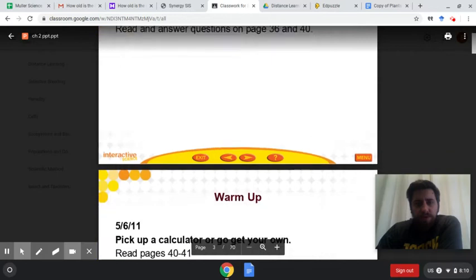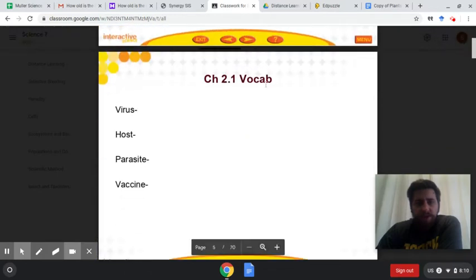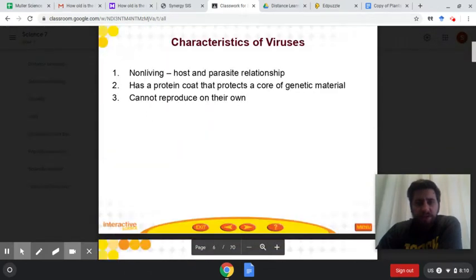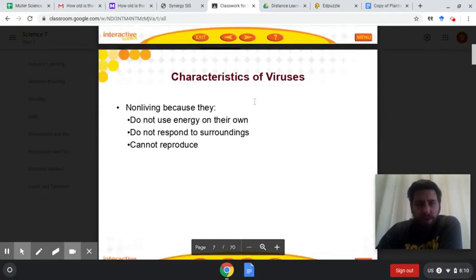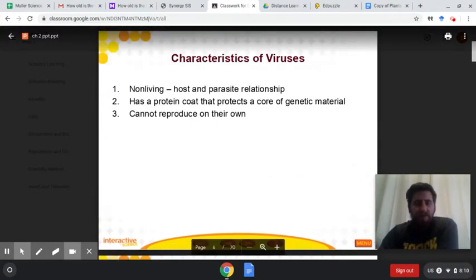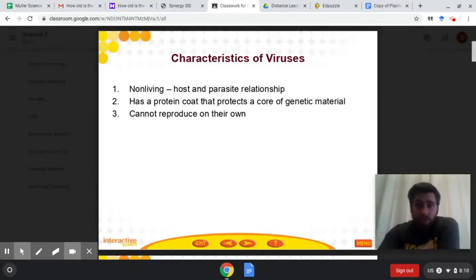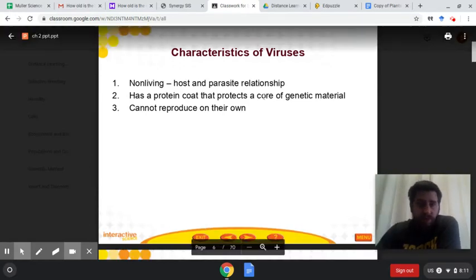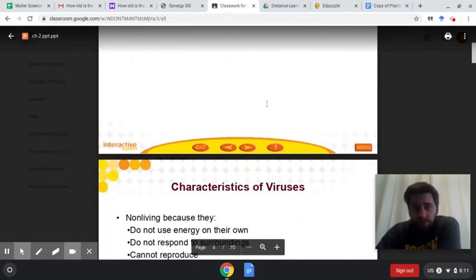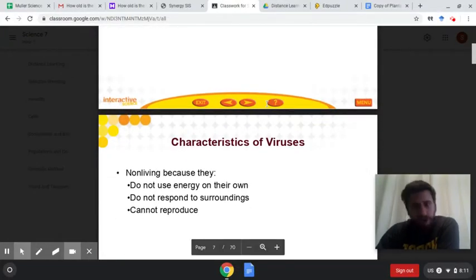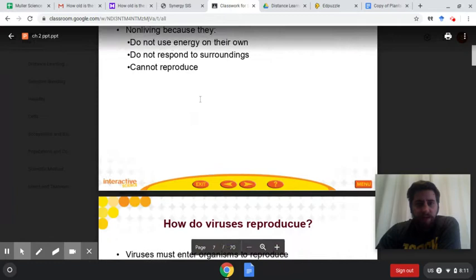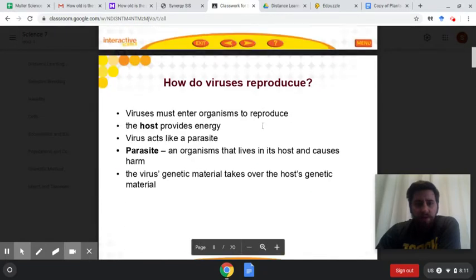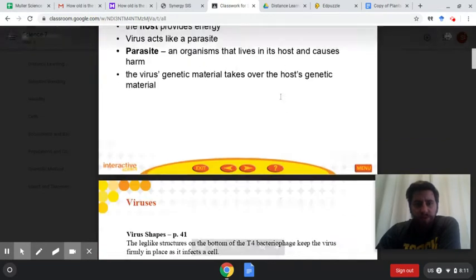If you start scrolling down, you can start to see where it starts. Here's viruses again, and they talk about characteristics of viruses. Use this to fill out your organizer. Right away for characteristics of viruses, let's say non-living, a host and a parasite, have a protein coat, they cannot reproduce on their own. Very simple. They're not autotrophic or heterotrophic because they're not alive. Here's why they're non-living. Here's how they, quote unquote, reproduce.